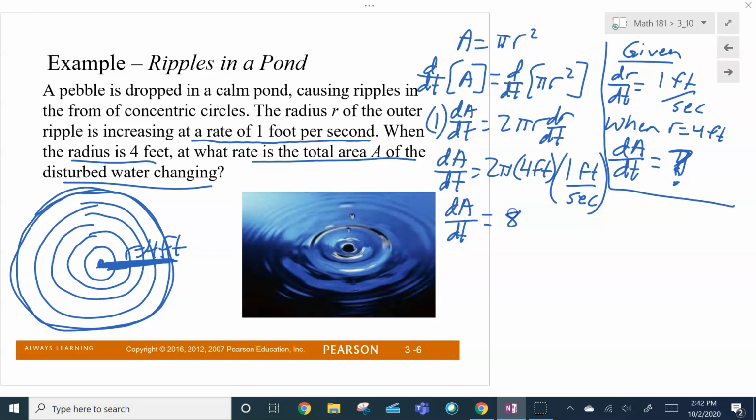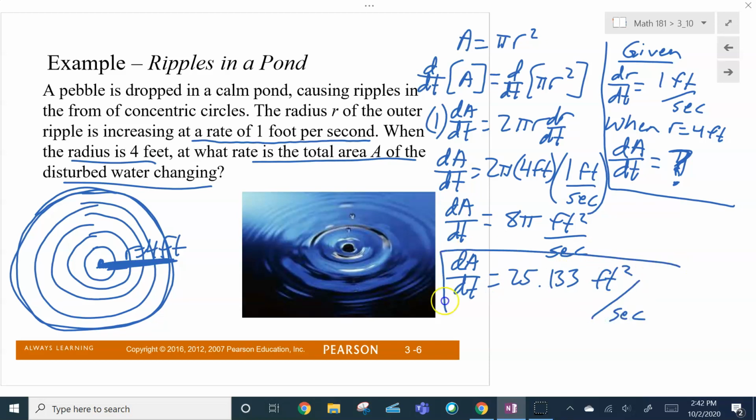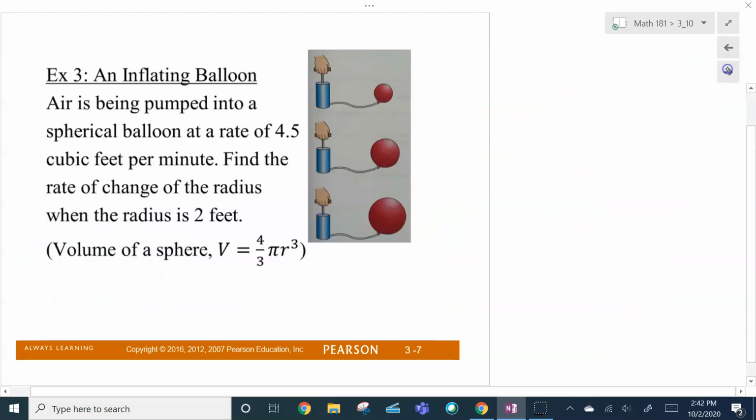So we get 8 pi square feet per second. Let's punch that in: 25.133 square feet per second. That's how fast the area is changing. Okay, let's do another one.